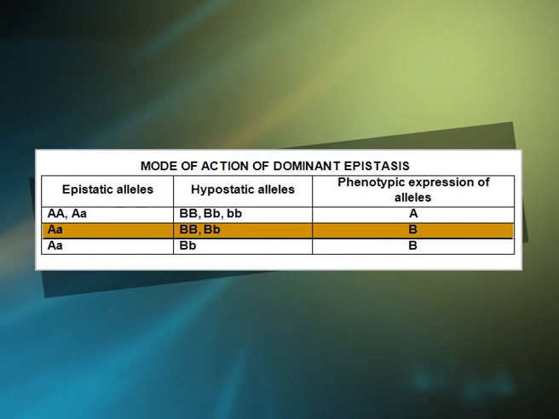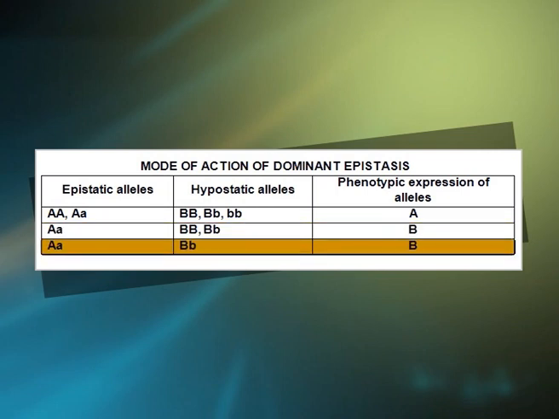In the second row, the epistatic alleles are small a small a, the hypostatic alleles are capital B capital B and capital B small b. The phenotypic expression of the alleles is capital B. And in the third row, you can see the epistatic alleles are small a small a, and the hypostatic alleles are small b small b, and the phenotypic expression of alleles in this case is small b.